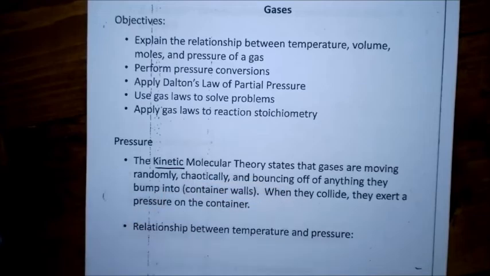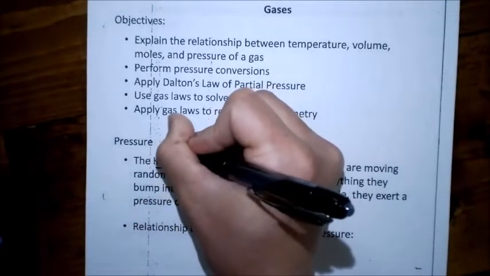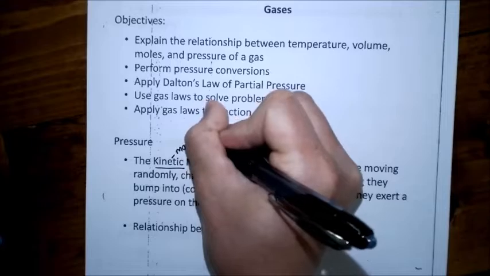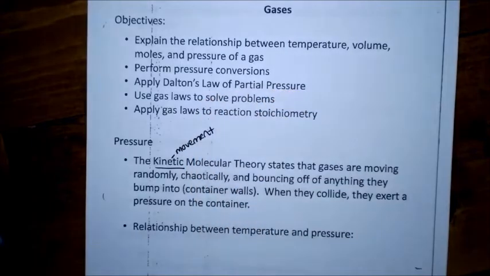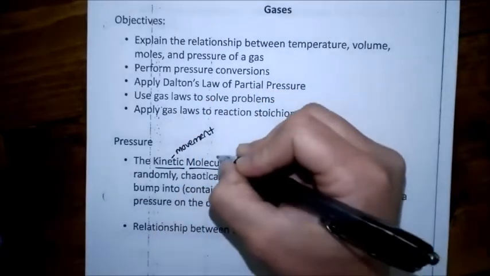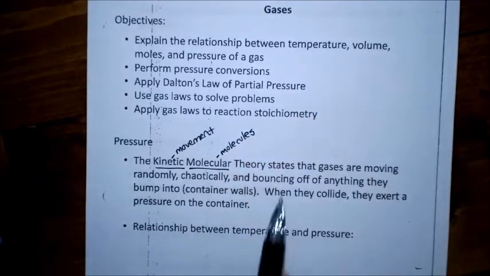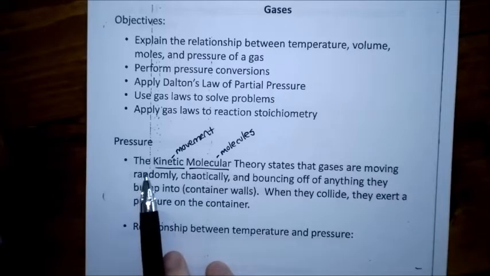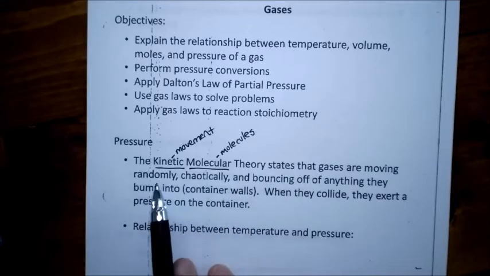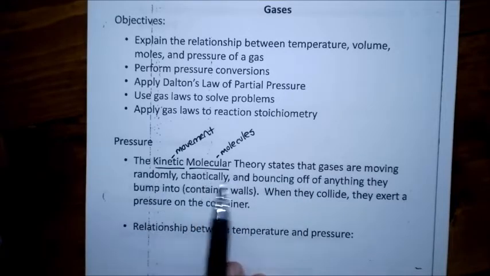Now, when you see the word kinetic, you should think movement or motion. Molecular, obviously that's talking about molecules. So we're talking about the movement of molecules. And specifically, we're talking about gas molecules. The kinetic molecular theory states that gases are moving randomly, chaotically, and they are bouncing off of anything they bump into, which would be their container walls. When they collide, they exert a pressure on the container.